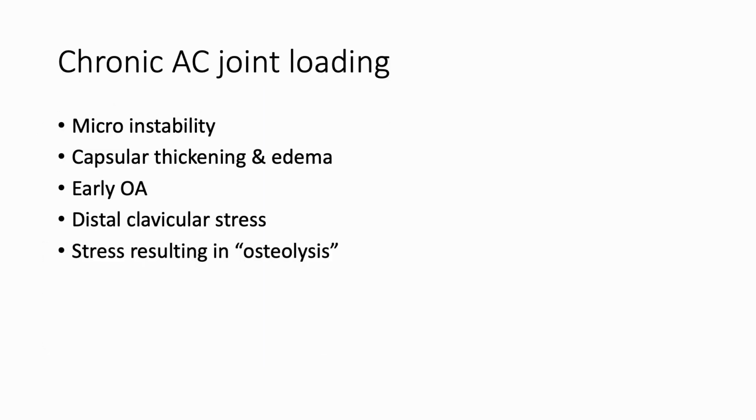Now, when you have chronic acromioclavicular joint loading, you can have micro instability, which leads to capsular thickening and edema and early osteoarthritis. When you have overload, especially in weightlifters, these guys who go to the gym and all that stuff, you can have distal clavicular stress fractures. And once you have distal clavicular stress fractures, you can develop osteolysis. So they get a little bit of subchondral cystic change, and then it seems like the clavicle is getting resorbed.